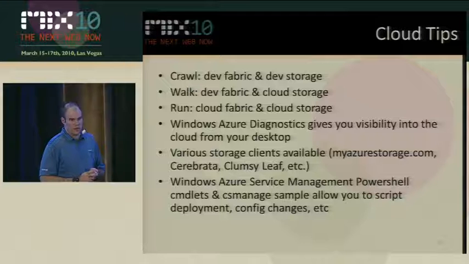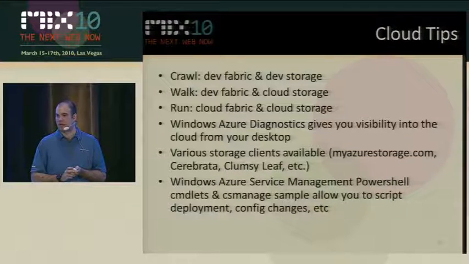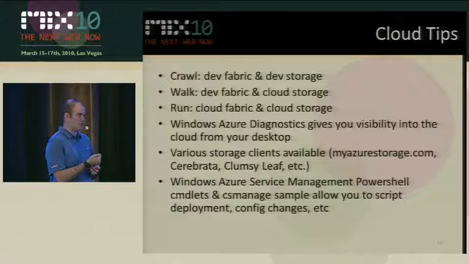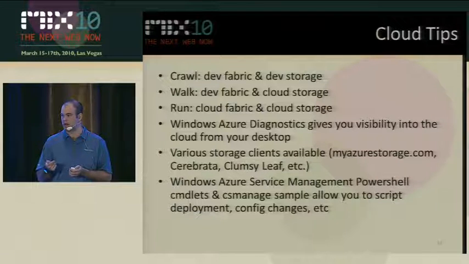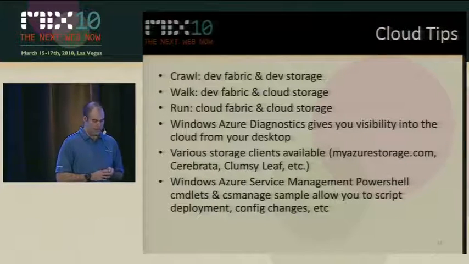And then, again, I mentioned the service management APIs, and if you're interested in deploying things automatically, say as part of a nightly build process, you can go ahead and grab these PowerShell commandlets that are available on MSDN Code Gallery, or the tool called CSManage that's available in the same spot, and I have links to those later. And then you can just build that into your automation, so you can deploy to the cloud automatically when you have new builds.